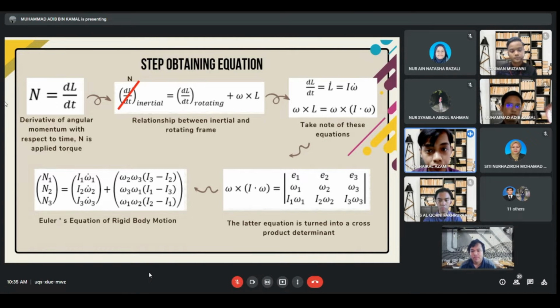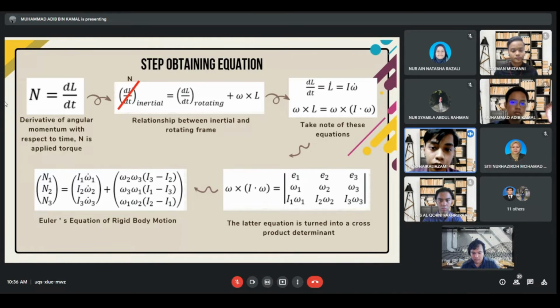Since we have two different frames, the fixed frame and the rotating frame, the next equation shows the relationship between those two frames. The derivative of angular momentum with respect to time in a fixed frame is equal to the derivative of angular momentum with respect to time in the rotating frame plus omega cross L, because the rotated frame itself is rotating. Since the derivative of angular momentum with respect to time in a fixed frame is equal to N, or the torques, we can change that to N.